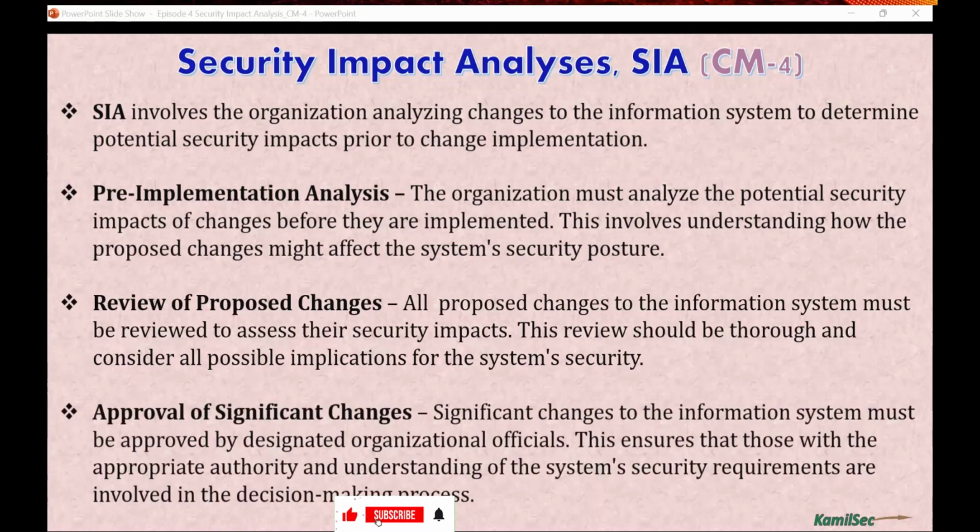Now, the next one here is approval of significant changes. Significant changes to the system must be approved by a designated organizational official. This ensures that those with the appropriate authority and understanding of the system's security requirements are involved in the decision-making processes. So these are some of the things that the security impact analysis, or the impact analysis in Rev 5, is aiming to achieve for this control.